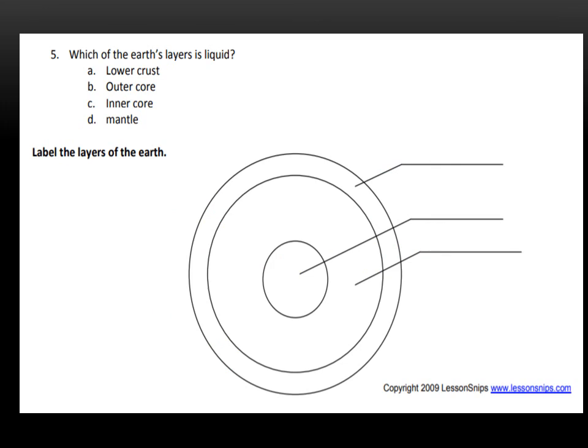The fifth MCQ is: which of the earth's layers is liquid? You know about the composition of all the layers. Here: lower crust, outer core, inner core, and mantle. So pick the right answer. And the fourth question of your objective part is very simple: label the layers of the earth. Only the simple layers are given here. You can see the crust, mantle, and core, and there is no division of the core given here, so you only have to write the core, the mantle, and the crust. So label it, and this is all about your first chapter.